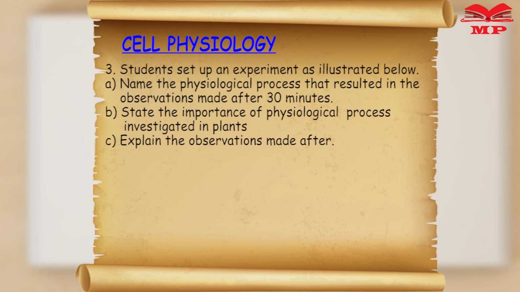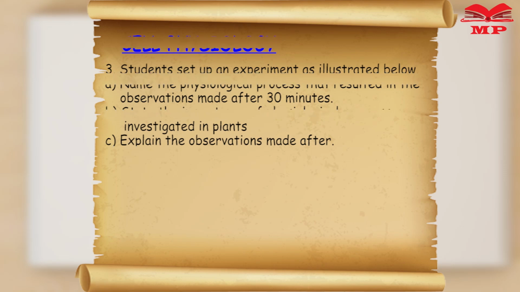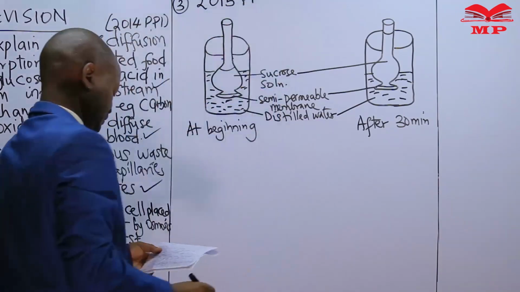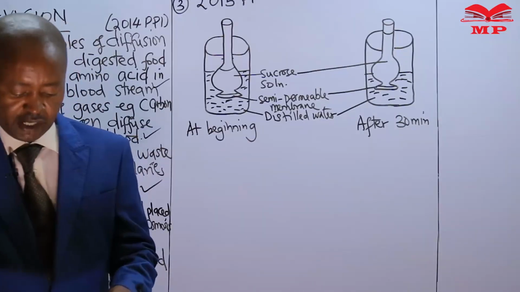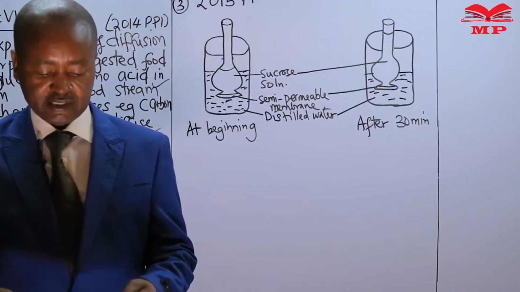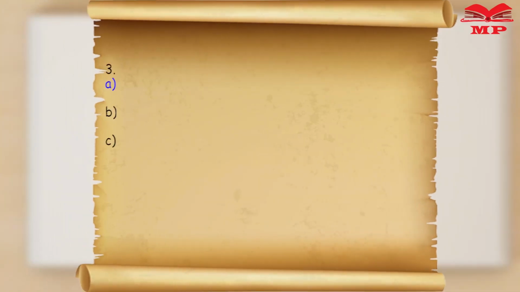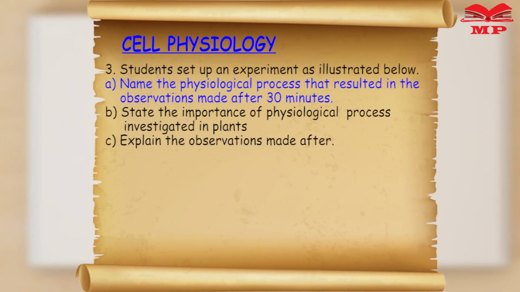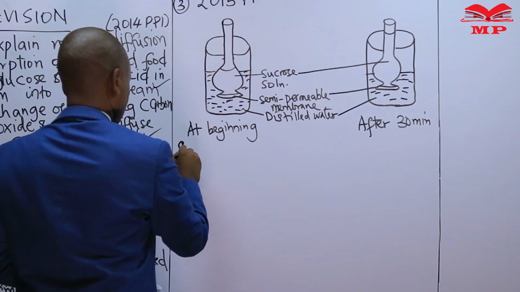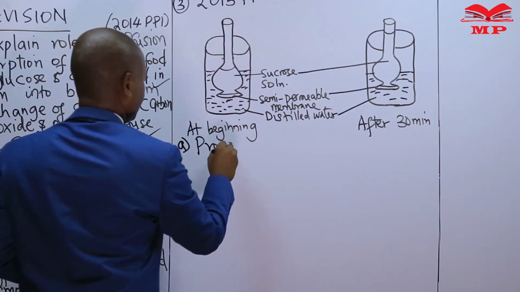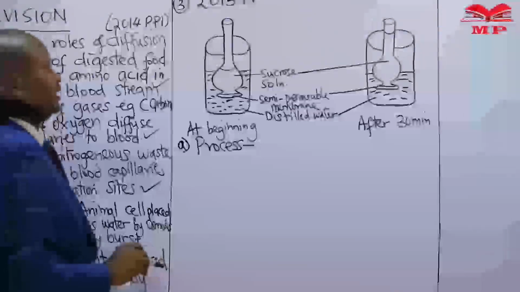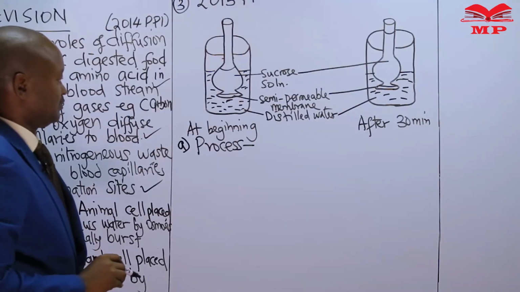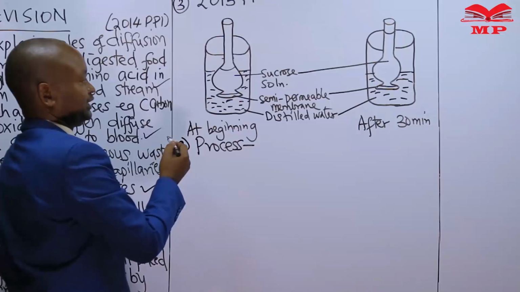So this question was picked from 2015, paper 1. In question 1, the candidate is required to name the physiological process that resulted in the observations after 30 minutes. So the learner is supposed to just give the process. He's supposed to identify the process.